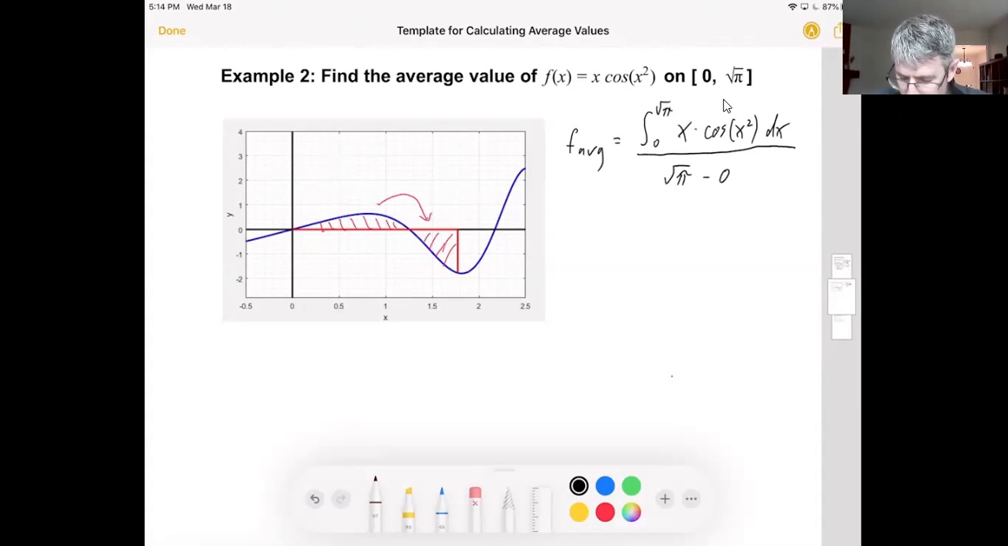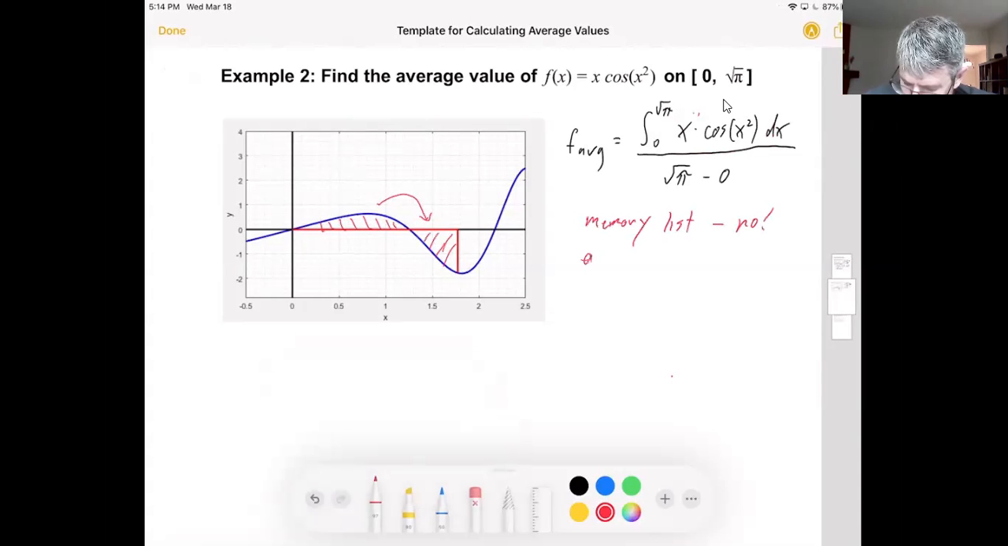So that's just filling in the average value formula. And so now we want to look at this and see if we can figure out what to do with this integrand. Okay? So when we look at that, it's clearly not on the memory list. So we should always ask ourselves, if we go back to here, is it on the memory list? The answer to this is no.